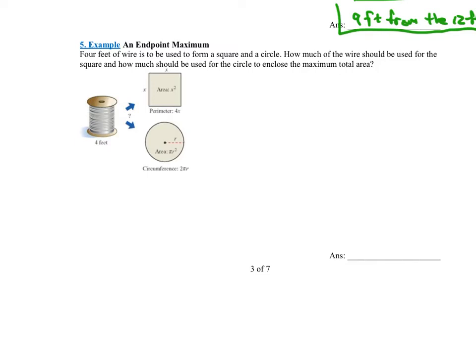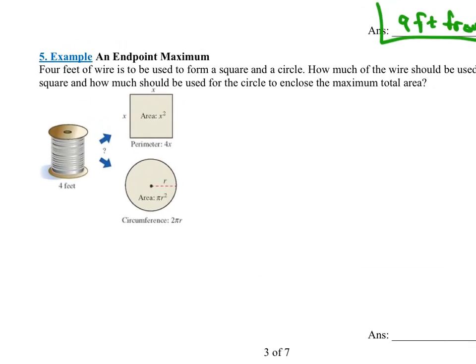So what's the idea here? We have 4 feet of wire, so when we add up all the edges of the square, that's called the perimeter of the square, by the way, and the circumference of the circle, we have a total of 4 feet to think about. Okay, so let's think about the total area, because that's what we want to maximize.